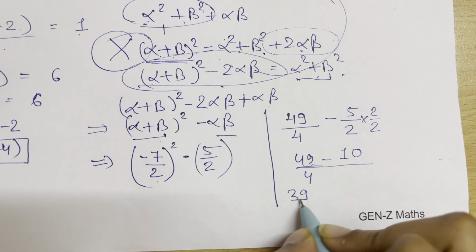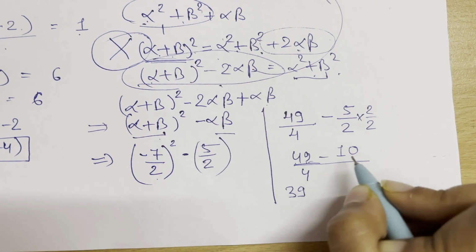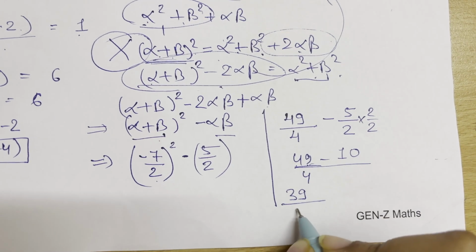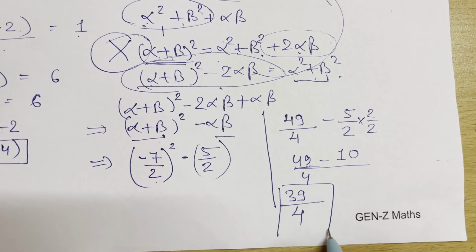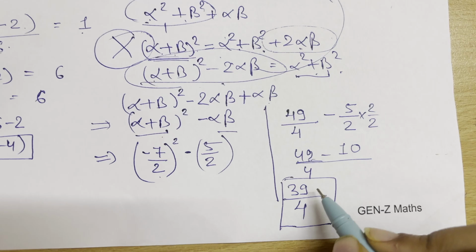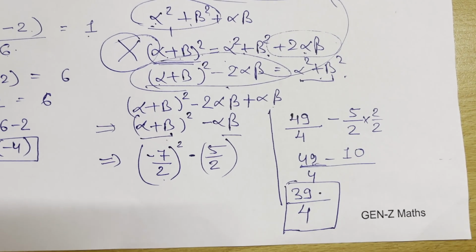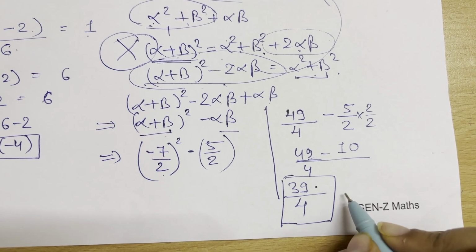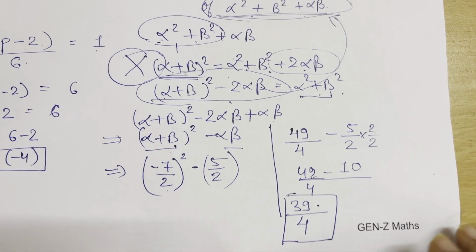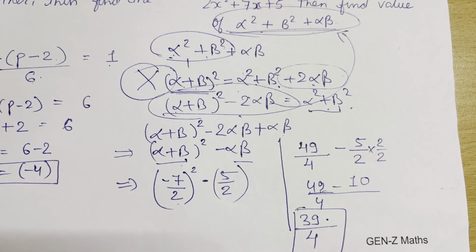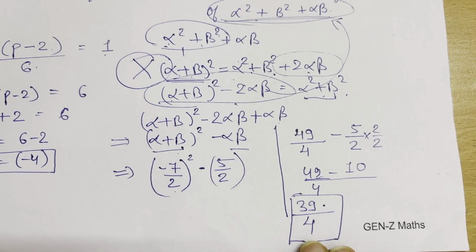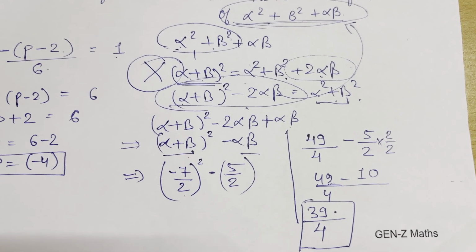So when we subtract 49 minus 10, we get 39 upon 4, and this will be the final answer, as the numerator is an odd number and the denominator is an even number, so this cannot be further simplified. On solving it, you will get some decimal value out of it, that you can solve if you wish, or you can simply leave this as your answer as well. You will get full score.